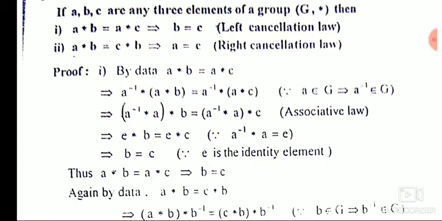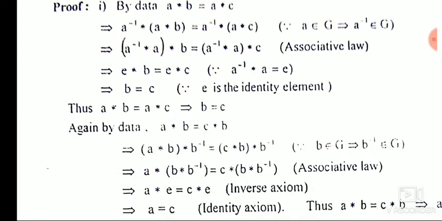So what is E? E is the identity. Any element multiplied by identity is the element itself. That is, E star B is B and E star C is C. That is because of the identity element. You have to write in your exam also how you got each step. So we started with A star B is equal to A star C, and we came to B is equal to C. This is called left cancellation law.